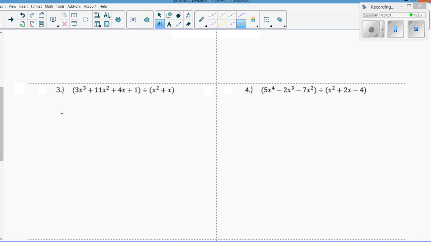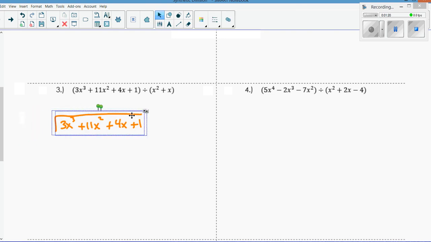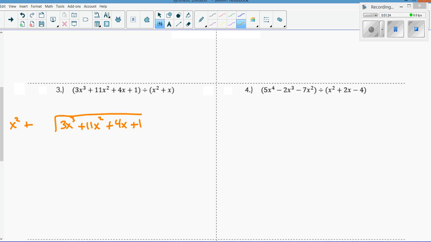Okay, if I were doing number 3, I would write out 3x to the third plus 11x squared plus 4x plus 1. And then I want to divide all of that by x squared plus x. Okay, now check your exponents. I have to the third, to the second, to the first, and to the constant, so I know that's good.